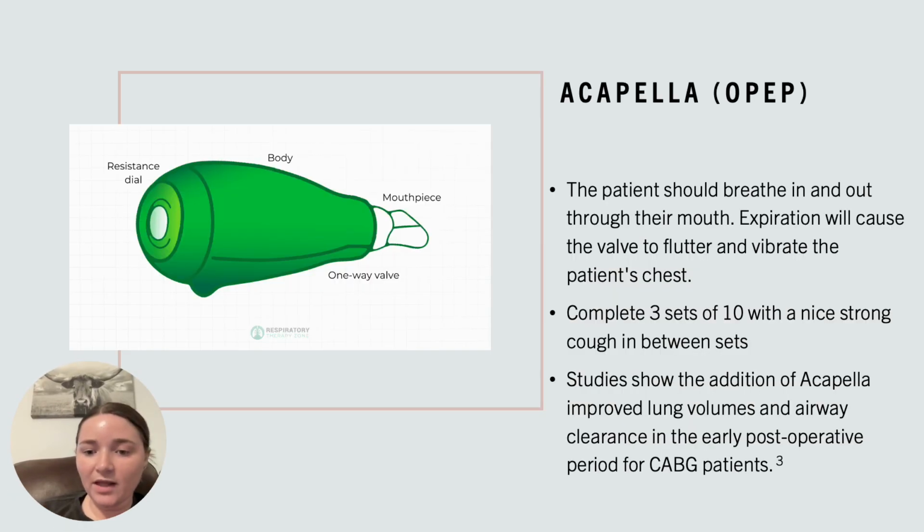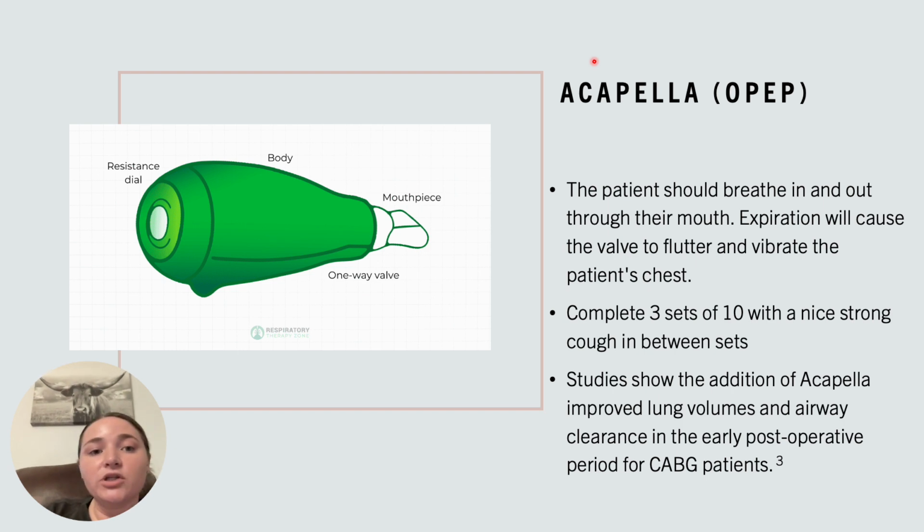Next, we have our Acapella, which is an OPEP device, and as you can see here, it has a resistance dial. This is the body of the device. It has a one-way valve and the mouthpiece. So the patient is able to breathe in and out through their mouth on this mouthpiece. The expiration causes this valve to flutter and vibrate the patient's chest. You're going to want your patients to complete 3 sets of 10 with a nice strong cough in between sets.